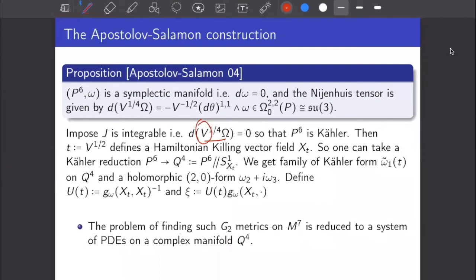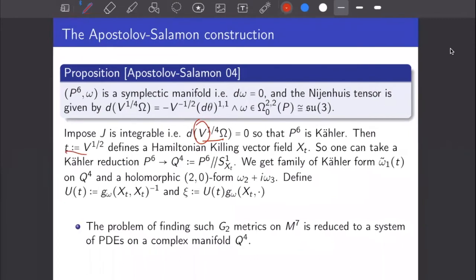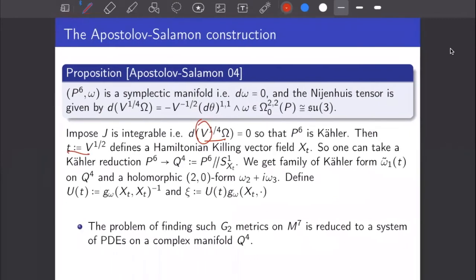So if this function V is not constant, then you can use a function t here, which is the square root of V, as a Hamiltonian function. And you can define a Hamiltonian vector field. So just define a vector field X_t here by the following expression. Now, this naturally, of course, preserves the symplectic form, but it turns out that in addition to that, it also preserves the complex structure and hence also the metric. So this is a Killing Hamiltonian vector field.